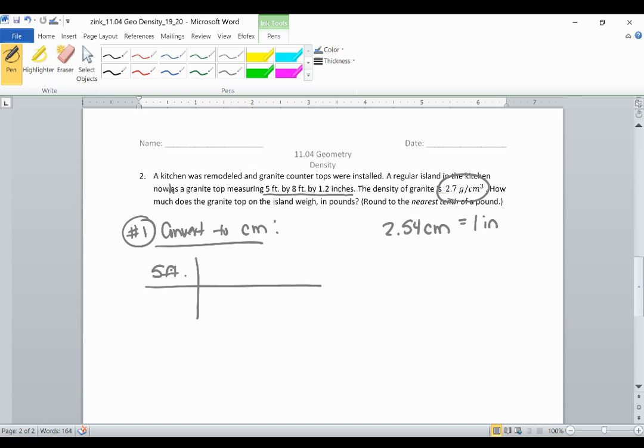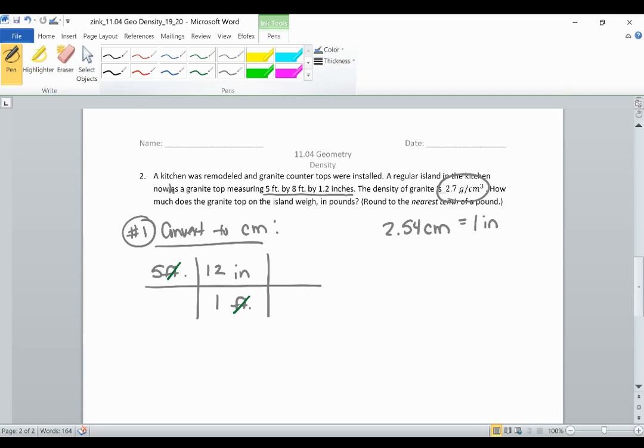So if I can get feet into inches, then I know I can get inches into centimeters. Well, that's easy enough to do because we know that there are 12 inches in a foot. So I want feet to cancel, so I'm going to put feet down here, which means I'll put inches up here. So I know there's 12 inches in 1 foot.